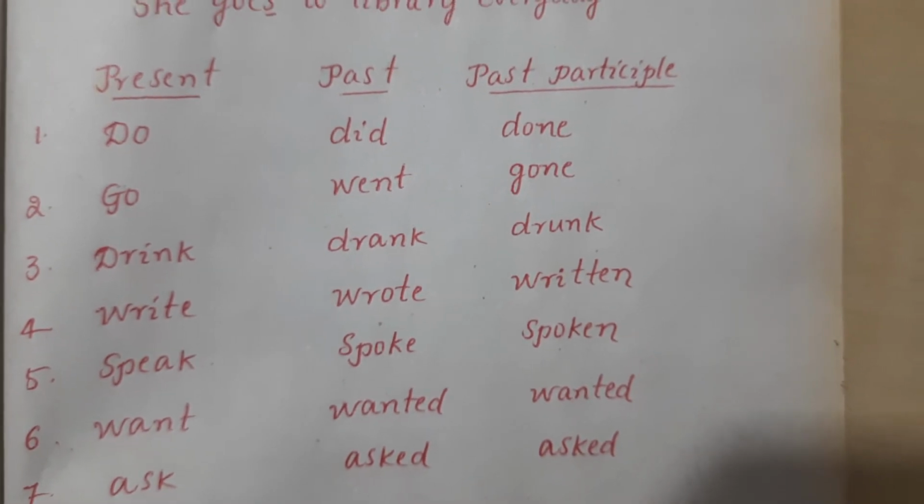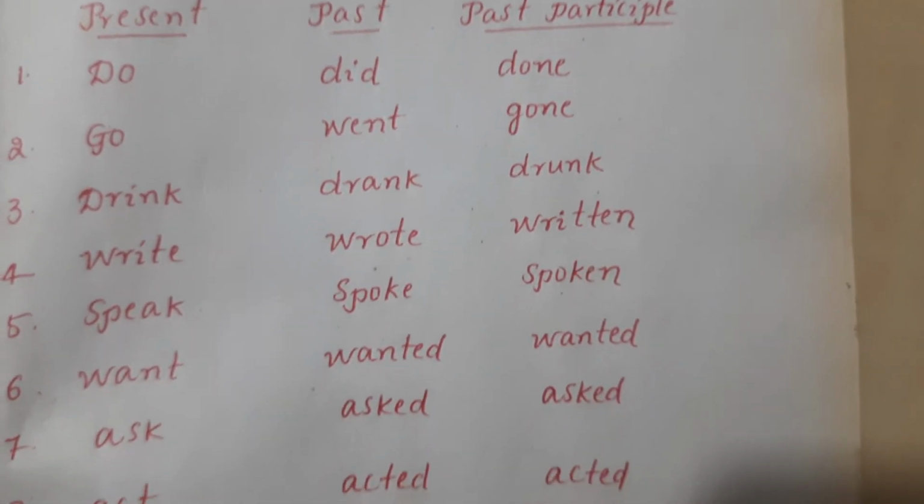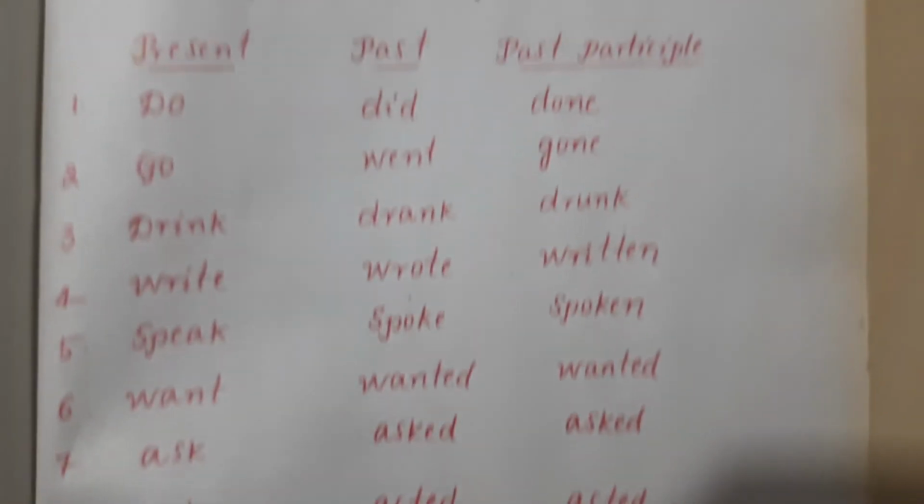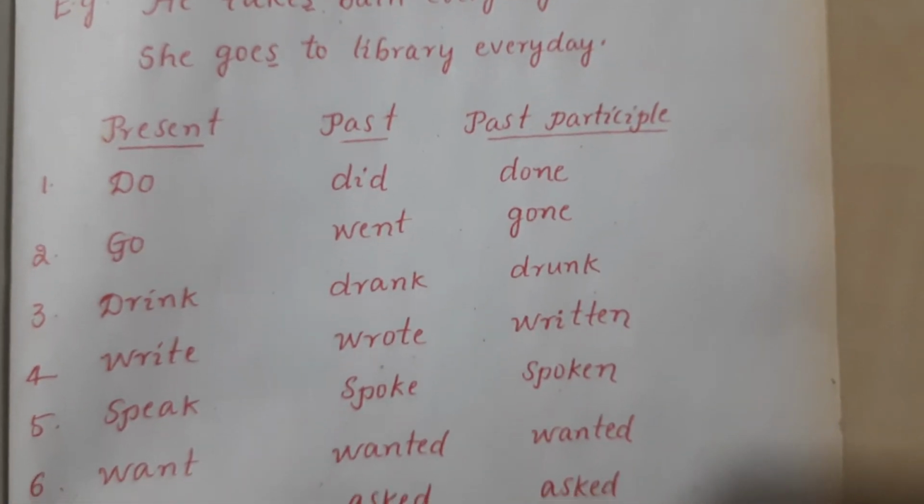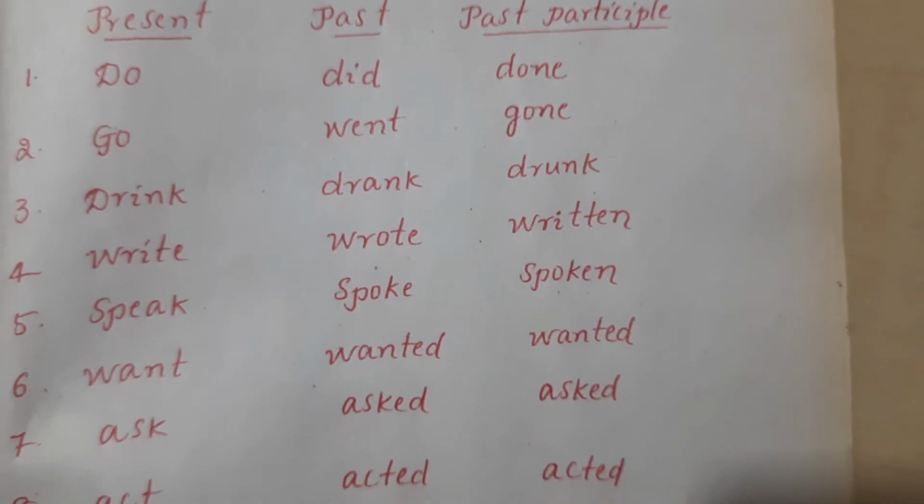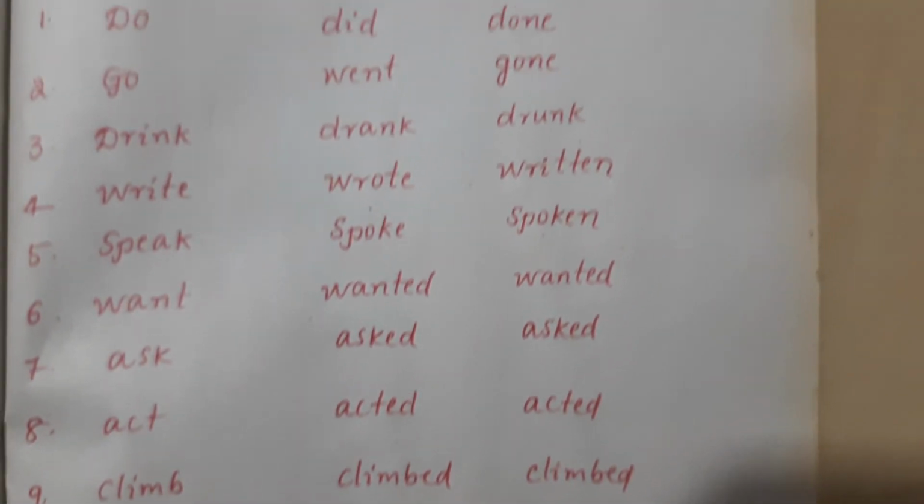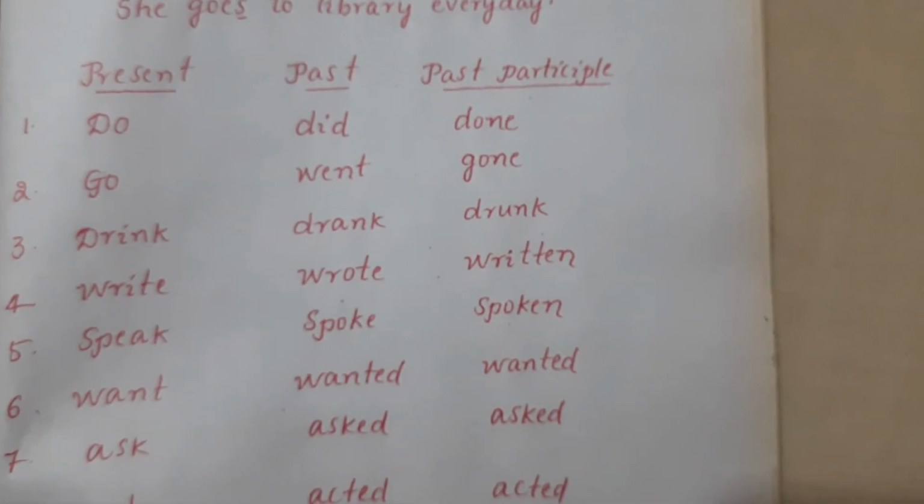Okay? She does. She goes. She drinks. She writes. She speaks. She wants. She asks. She acts. She climbs. She earns. It does, it goes, it drinks, it writes, it speaks, it wants, it asks, it acts, it climbs, it earns. With the remaining subjects, no need to add S or ES.